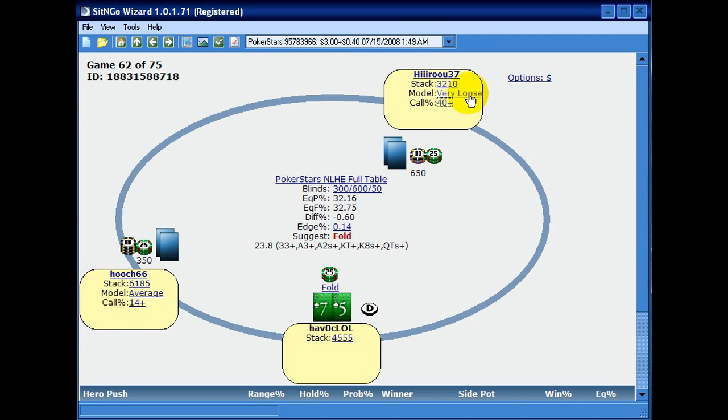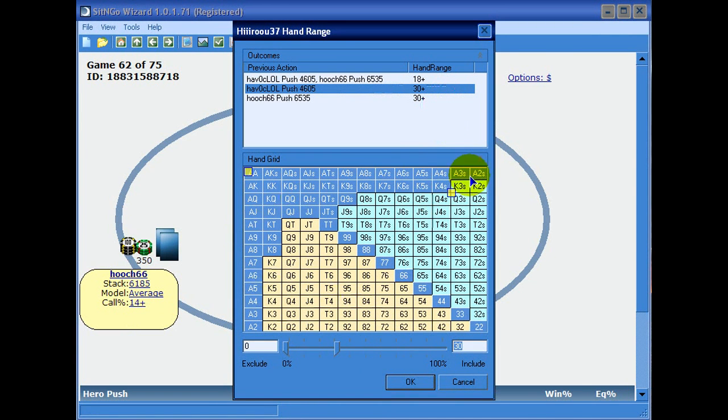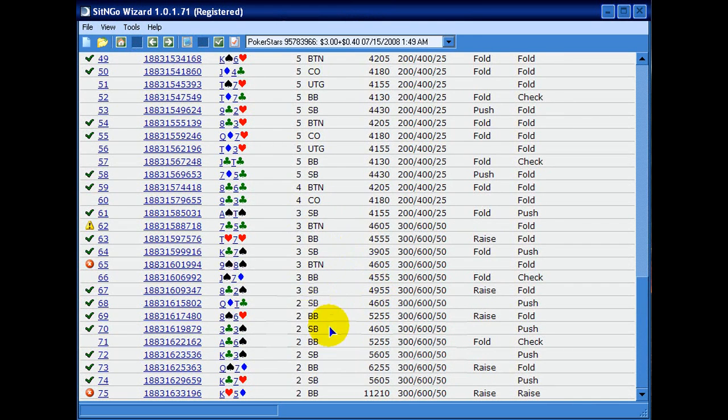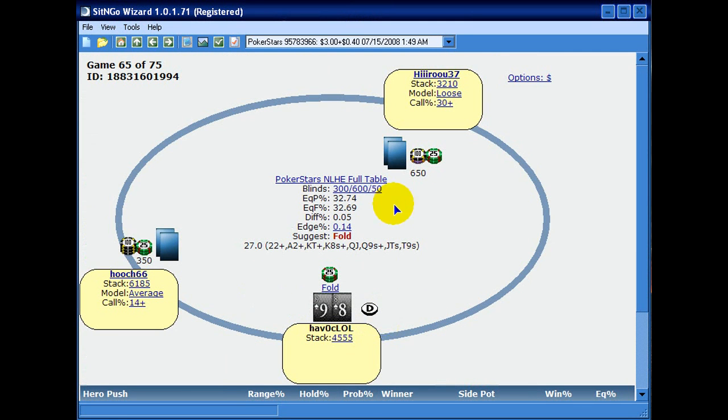And he's probably calling us with any ace, king 4, maybe not king 4 suited, but any ace, queen 9 suited, queen jack offsuit, and any pocket pair. Pretty standard in this spot, so we have to fold hands like 7-5 suited. And let's continue. 9-8 suited, again on the button. Yep, I'm not going to push that.